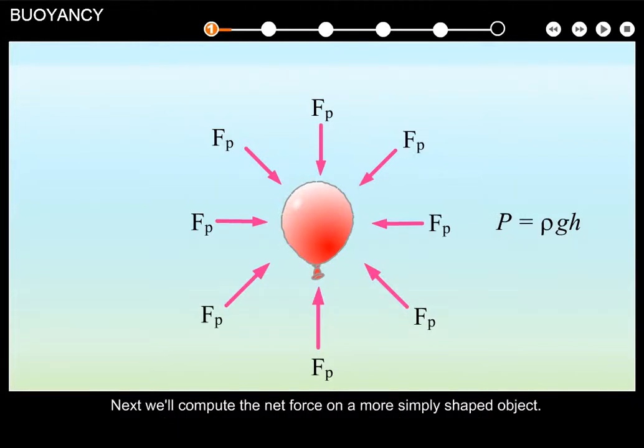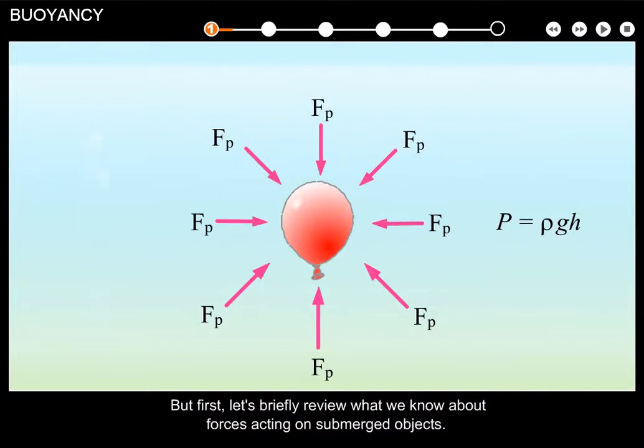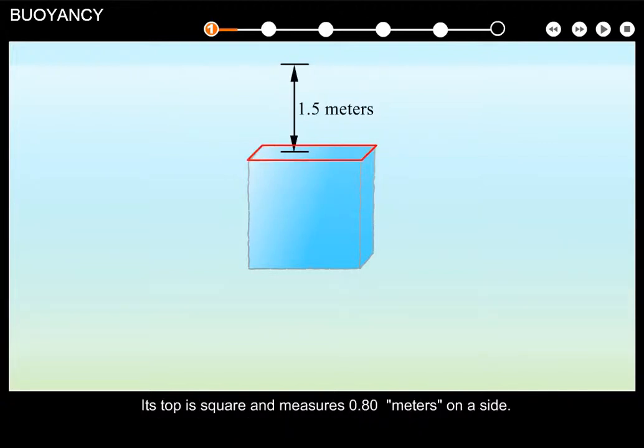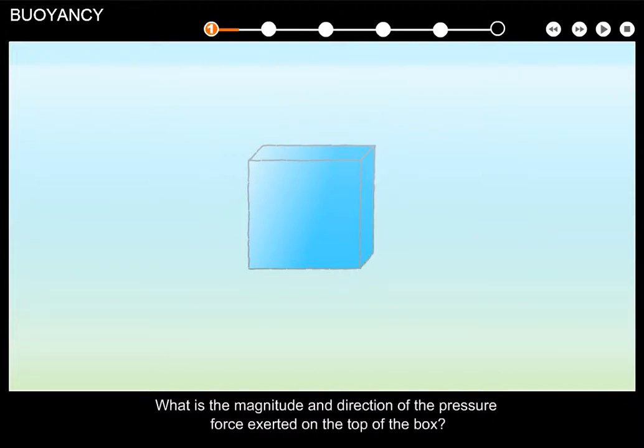Next, we'll compute the net force on a more simply shaped object. But first, let's briefly review what we know about forces acting on submerged objects. This box is upright in the water, and its top surface is 1.5 meters under the surface. Its top is square and measures 0.80 meters on a side. What is the magnitude and direction of the pressure force exerted on the top of the box?